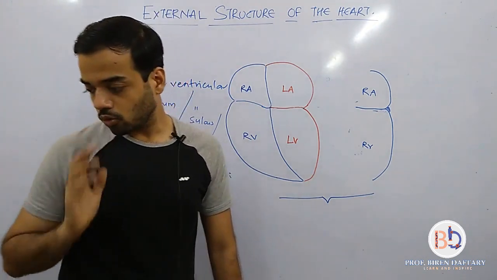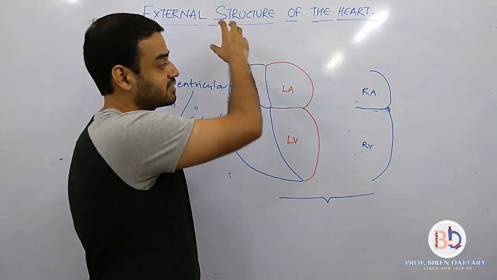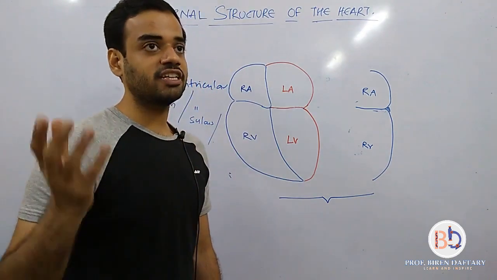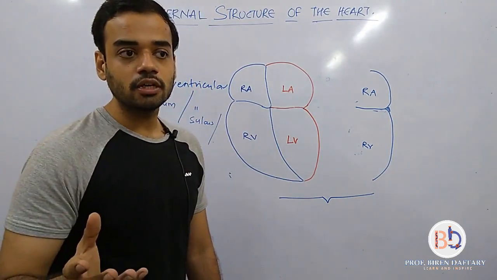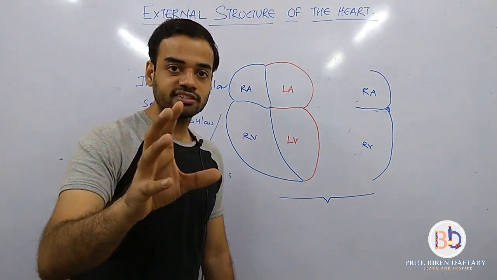Okay. Now the last thing that we need to know, and the most important thing in the external structure, is the blood vessels. Now in your book, the way they have explained it is slightly confusing. So how will you remember which blood vessels you have to write? I will use this simple logic.